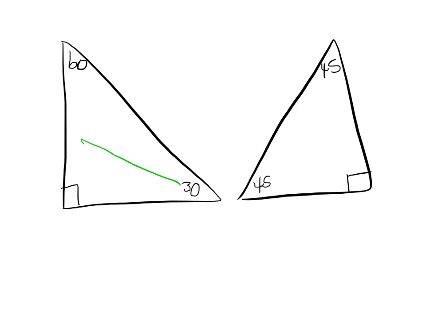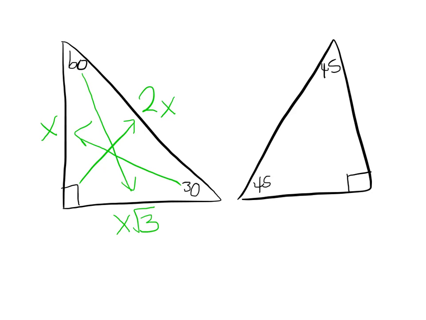Across from the 30-degree angle is a side length, and it just so happens that the hypotenuse is twice that length. Across from the 60-degree angle, it's the same length, but with a square root of 3. Those were the observations that we noticed from our experiment.